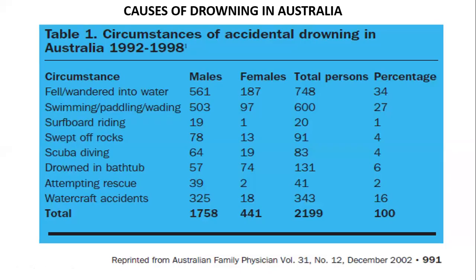So this is the circumstances of accidental drowning in Australia. Again, male more than female. Slightly different pattern from Malaysia. So Australia is more from fell or wander into the water, followed by swimming, paddling or wading. This is different from Malaysia.